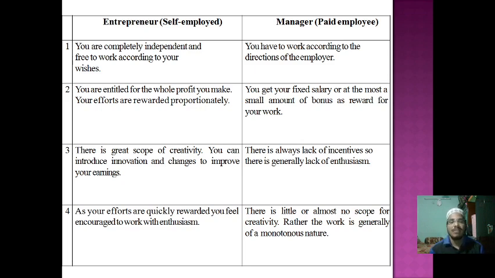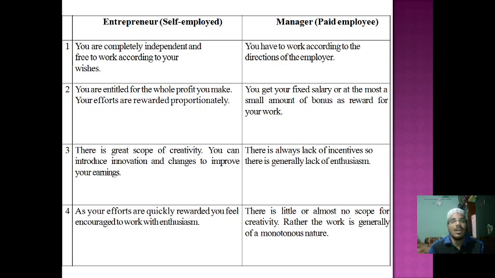Entrepreneur is self-employed; manager is a paid employee. The entrepreneur is self-employed. He is not a paid employee. He comes from the owners. The manager is paid. If I am making an organization and I take a manager, I have to pay the monthly salary, and the manager takes only that monthly salary. The labor will sometimes take daily wages. The entrepreneur is self-employed, like me.